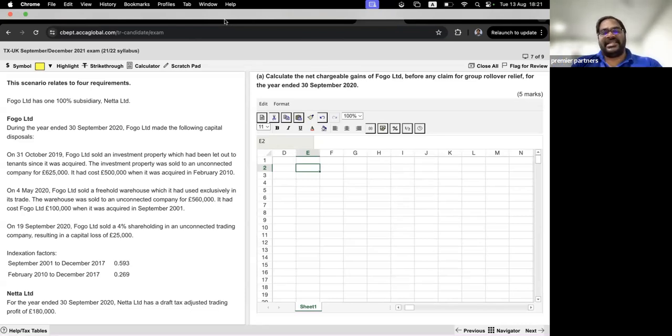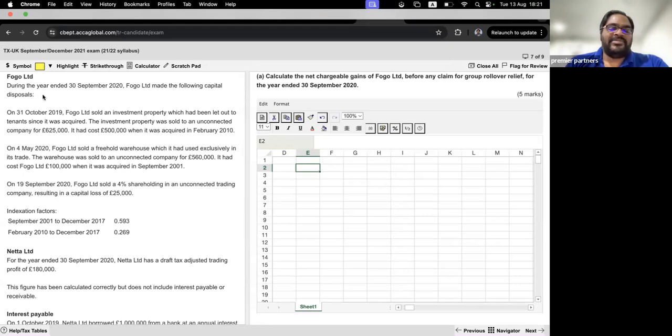All right, let's walk through the scenario then. Fogo Limited has a 100% subsidiary, Netta Limited. During the year ended 30th September, Fogo Limited made the following capital disposals. On 31st October 2019, Fogo Limited sold an investment property which had been let out to tenants since it was acquired. So from inception, it has been rented. The investment property was sold to an unconnected company for £625,000.